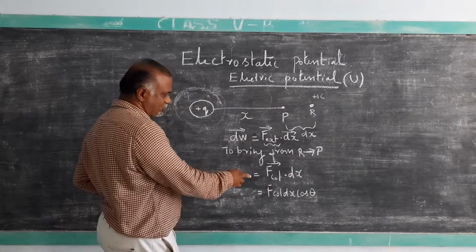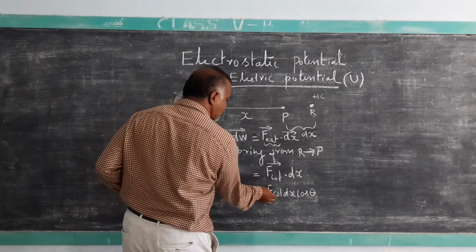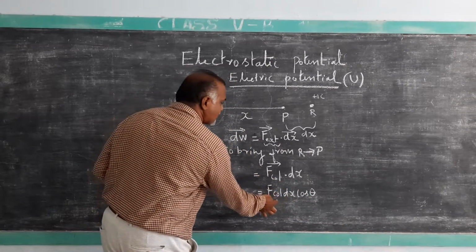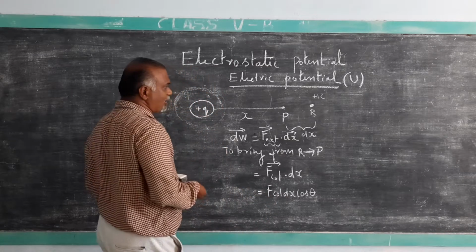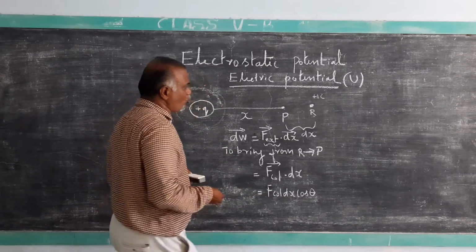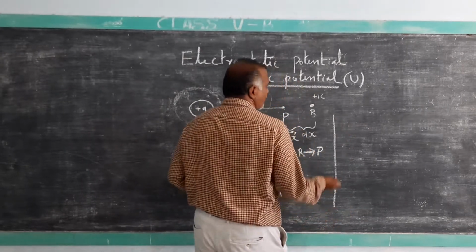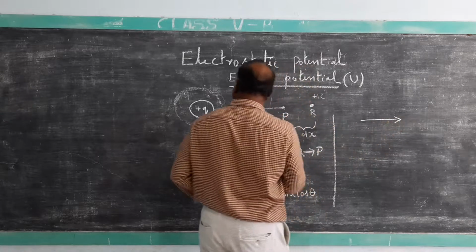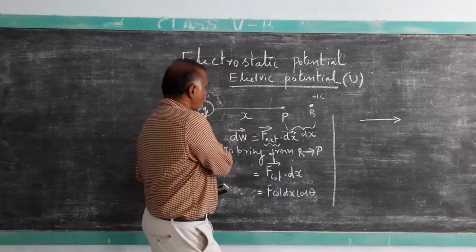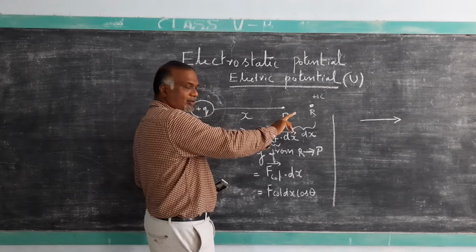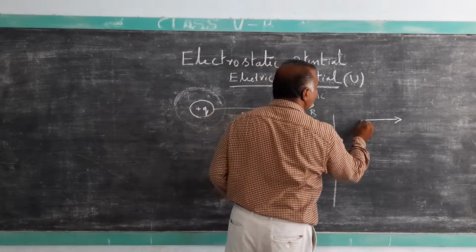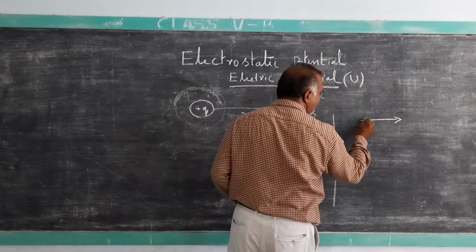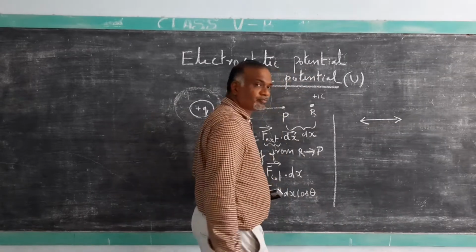If you understand these points very correctly, then only we can understand F dx cos theta. What is theta? Angle between dx and F Coulomb. For example, here F Coulomb is the force of repulsion, Q is repelling plus 1. So for distance dx you take F Coulomb acting in this direction, but dx we are bringing in this direction.